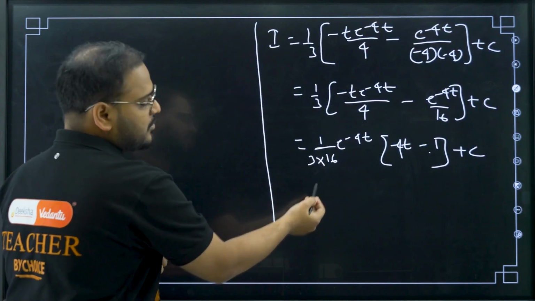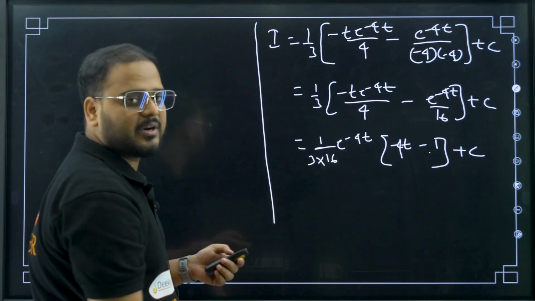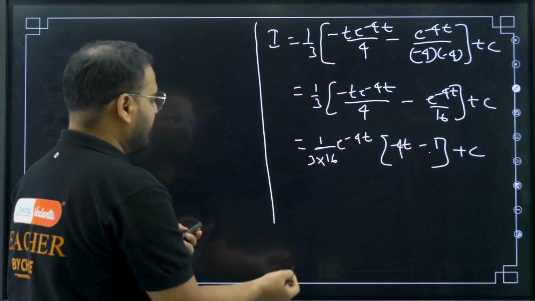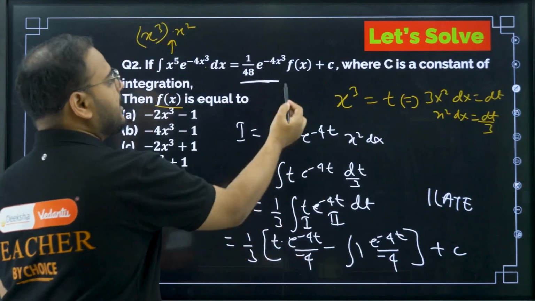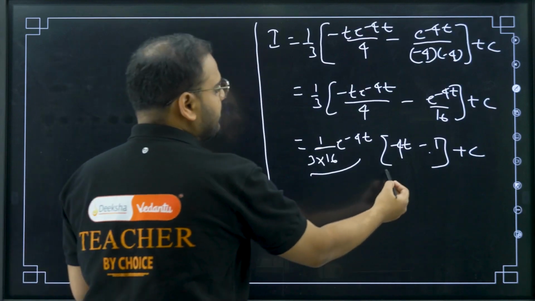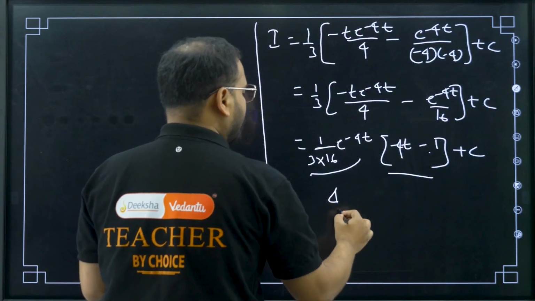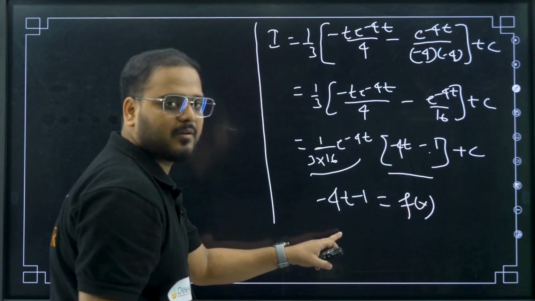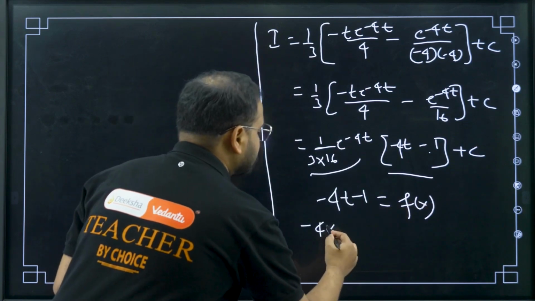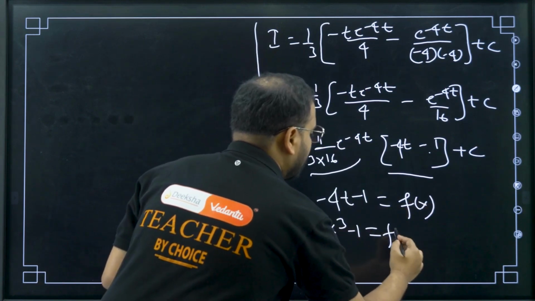1 by 48, 16 to 3 is 48, e power minus 4x cube, because t is nothing but x cube only. So the same thing is there. I have matched this part. Whatever is remaining is my f(x) value. What's remaining? Minus 4t minus 1 is my f(x), but we have to write f(x) in terms of x cube, so minus 4x cube minus 1 equals f of x.